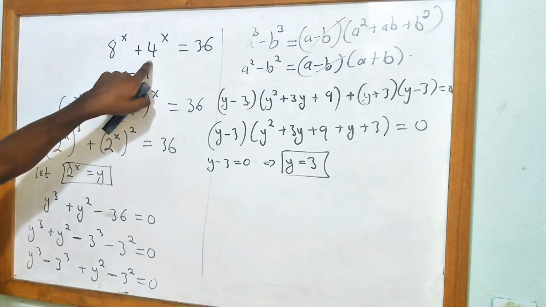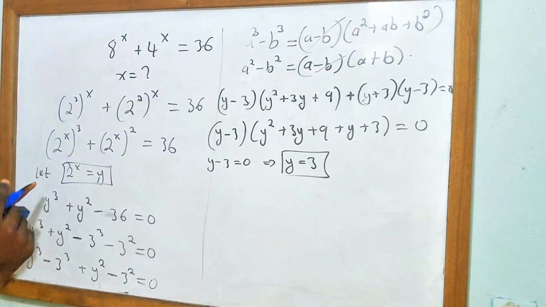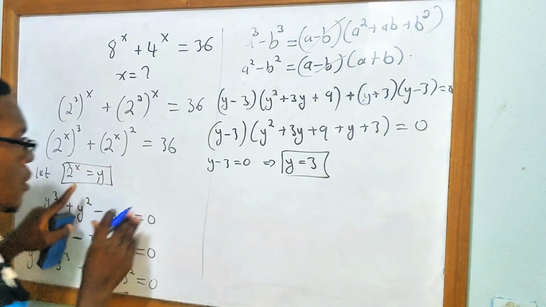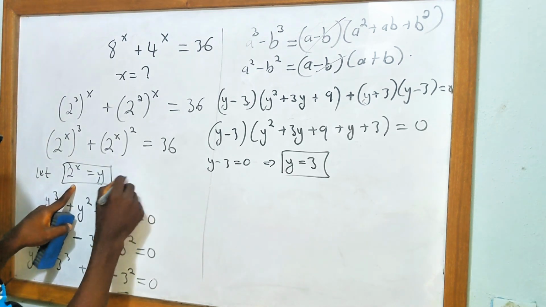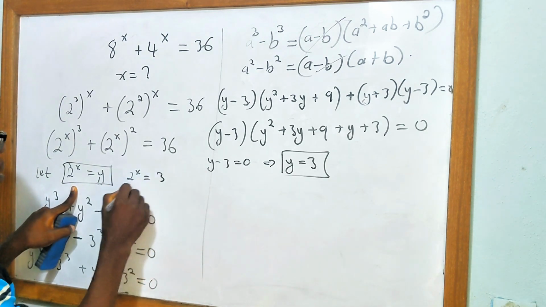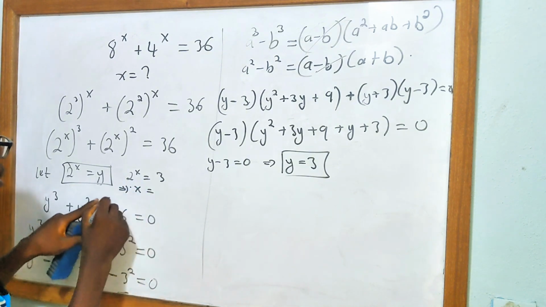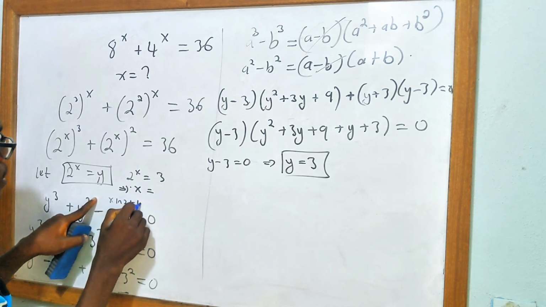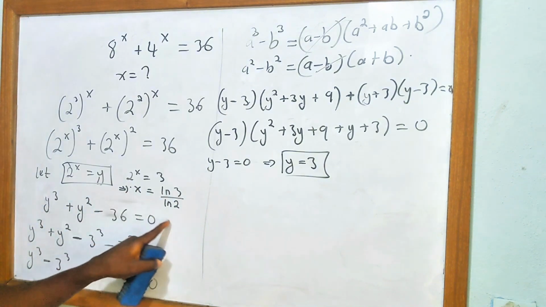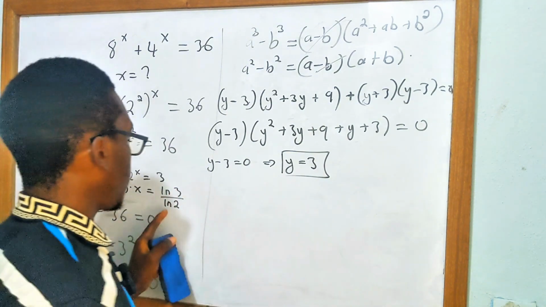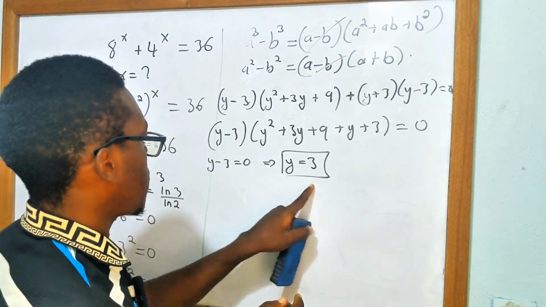Automatically, if you substitute 3 here, you're going to have 36. Let's put it like this. At this point, you put 2 to the power x equals 3, which implies x, we can apply ln on both sides. That will be x ln 2 equals ln 3. That will be ln 3 over ln 2. We have this as the answer for the first one.